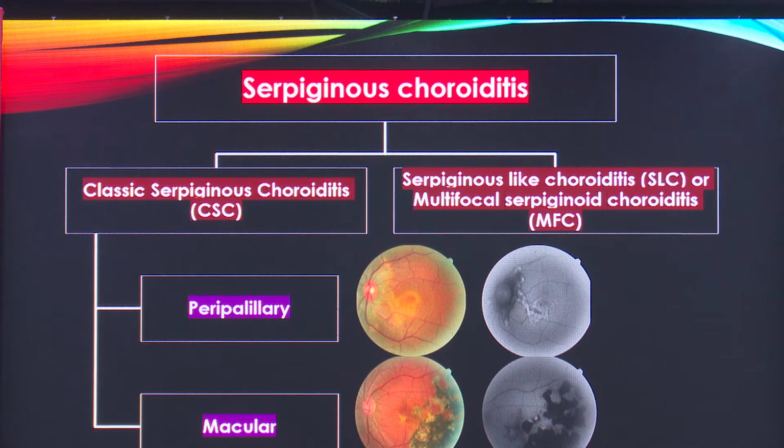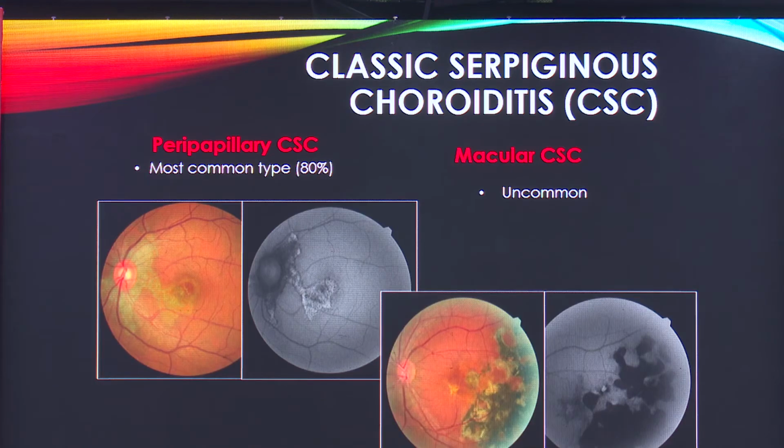Classic serpiginous is again classified in two broad types depending upon location of lesions, peripapillary and macular. Though the names are autosuggestive, we must know that peripapillary classic serpiginous is the most common type. The lesions are usually unifocal, occurring around the optic disc, then progress in serpentine fashion to involve the macula. Macular CSC, on the other hand, though uncommon, is a dreaded cause of vision loss because the lesions are close to the macula or fovea to begin with. And again, it has a higher risk of development of CNVM too.